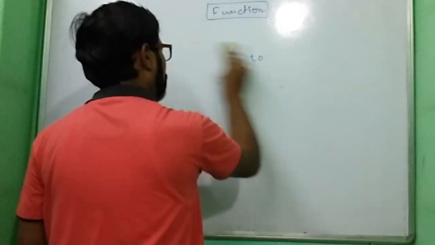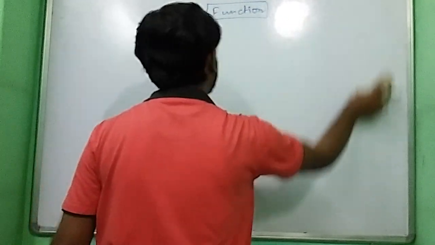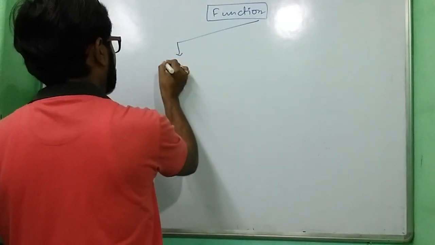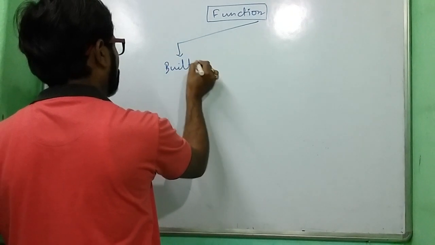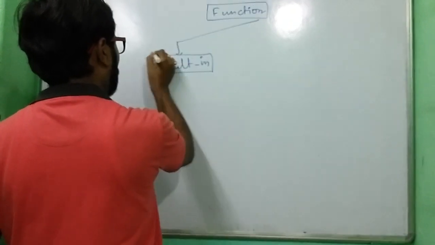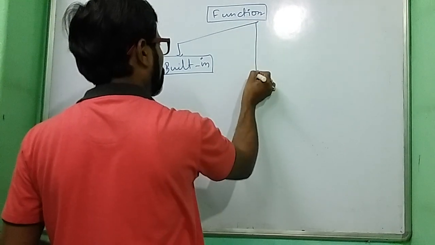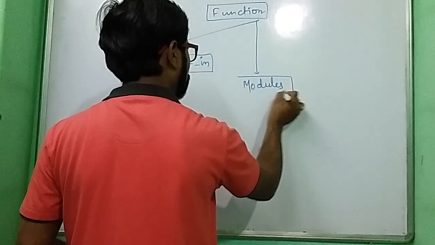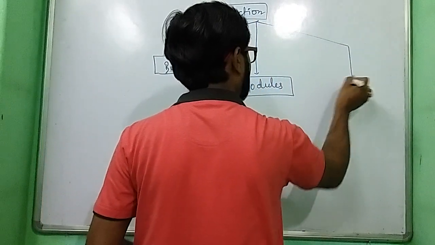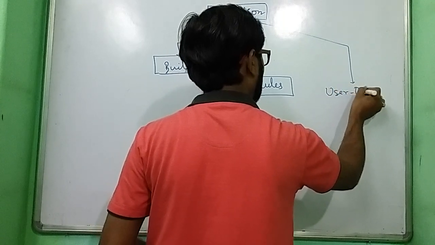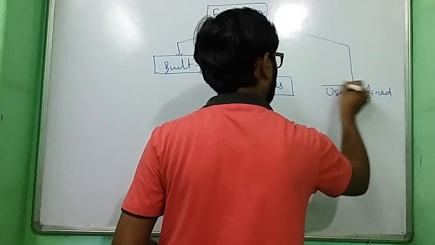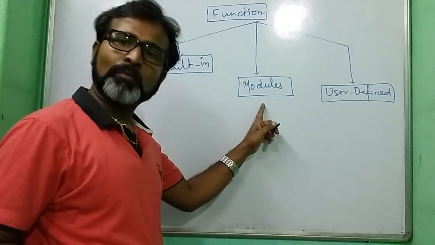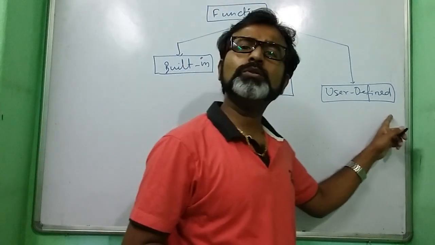Now let's come to what the types of functions are. One type is the built-in or inbuilt function. One type is the modules, and another type is the user defined. So one is the built-in type, one is the module, another one is the user defined type.